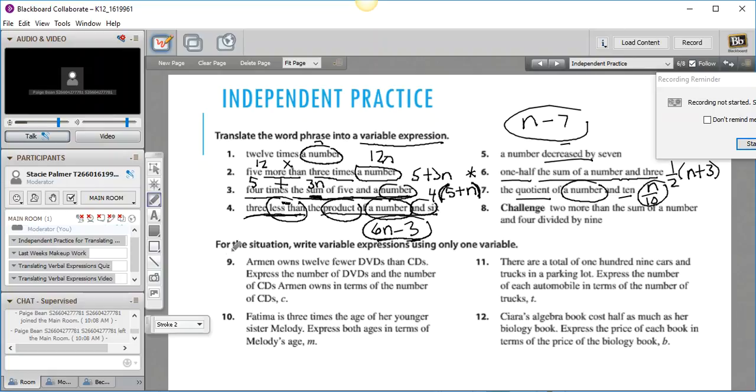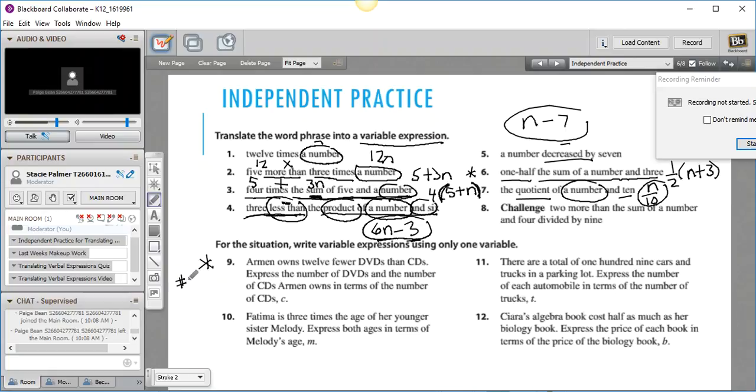Okay, let's try a few more of these down below, just because there is one on your quiz where you need to do something similar to this. So number 9 says, Armin owns 12 fewer DVDs than CDs. Express the number of DVDs and the number of CDs Armin owns in terms of the number of CDs.